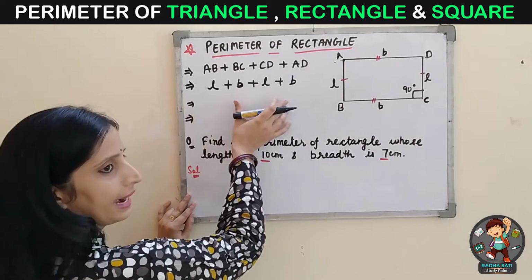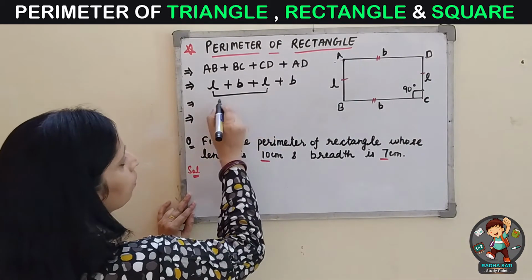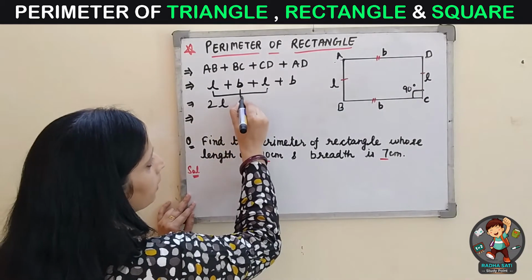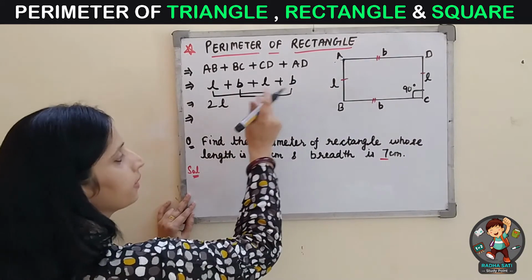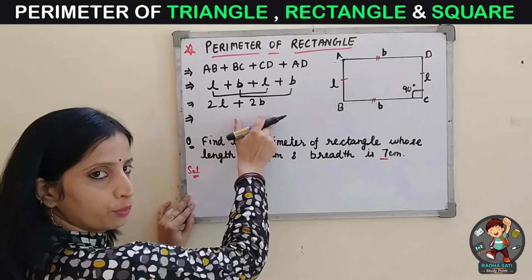Now we will add this. So L is coming 2 times. First we will add these two. L plus L, 2L, and B is also coming 2 times. B plus B is 2B. So it will become 2L plus 2B.